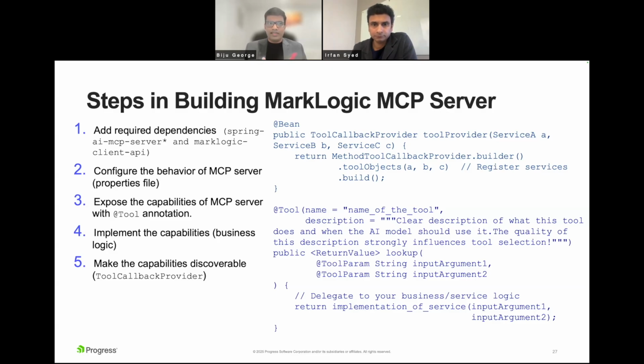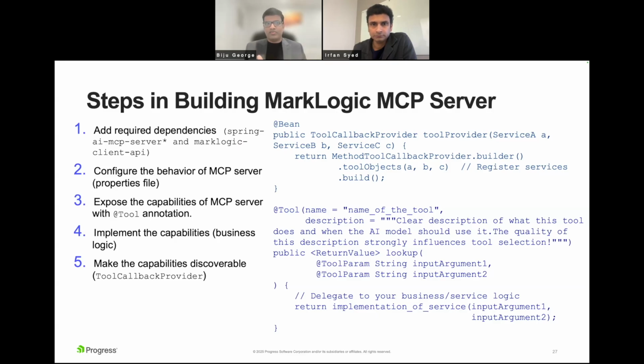And step 4 is to implement those capabilities, which is completely a MarkLogic implementation. The way that you implement business logic in MarkLogic is that you implement it in code, and then make the capabilities discoverable using a Spring AI native thing called a tool callback provider. Connecting that to what Irfan was saying, the client is able to discover the capabilities that are provided by the server, or that capability exchange concept that Irfan was mentioning.